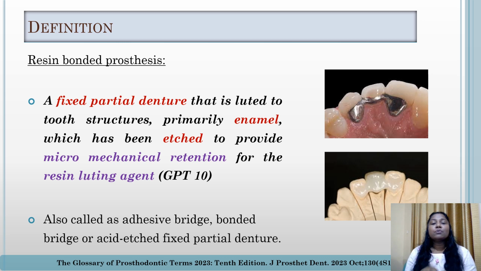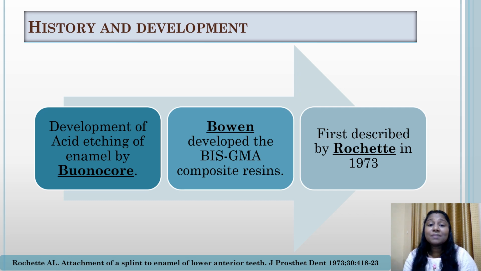Resin bonded bridges are known by various names. They also can be called resin retained bridges, adhesive bridges, bonded bridges. They also have different other names, so we'll see that in the upcoming slides. Talking about the history and development of resin bonded bridges, we have to go way back to the 1950s, wherein Bjorn first introduced acid etching. A few years later, Bowen developed BIS-GMA composite resins, and finally this led to the development of resin bonded bridges, introduced in the year 1973 by Rochette.